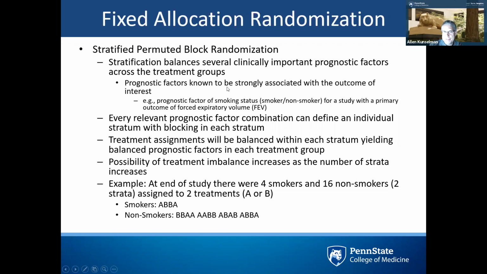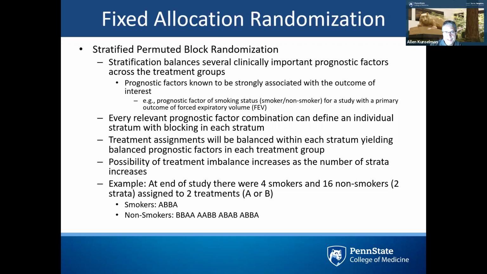Well, a prognostic or possible confounding factor would be the patient's smoking status, because smoking status is highly associated with the outcome of FEV. And at the end of the study, we want to know if treatment A or treatment B works regardless of their smoking status. So one way to address this is through a stratified randomization. For every relevant prognostic factor combination, we can define an individual stratum with blocking in each stratum. Treatment assignments will be balanced within each stratum, yielding balanced prognostic factors in each group as well.